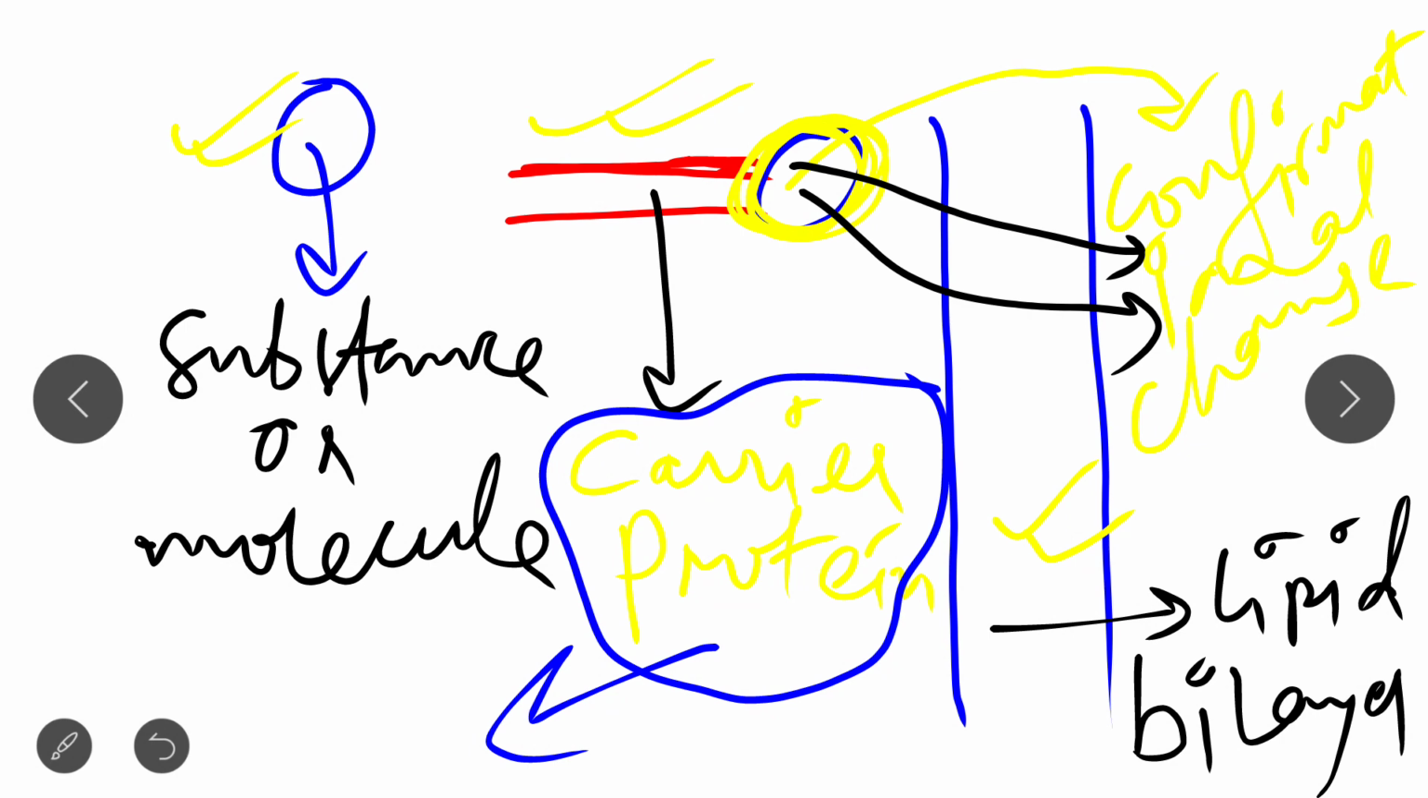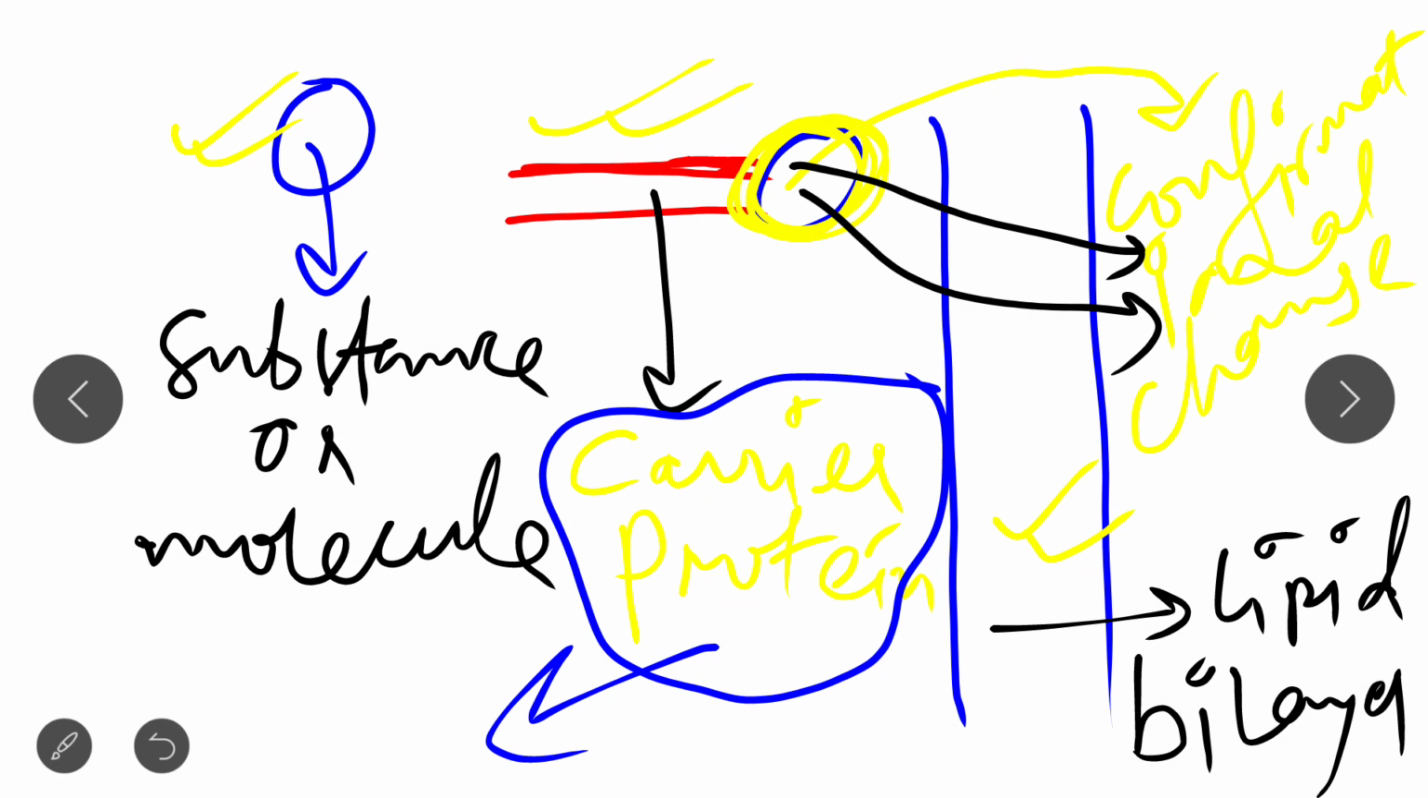So this is the concept of carrier mediated protein, or you can say this is the concept of permeases protein. Carrier mediated protein is also known as permeases protein. Clear? Because of such a process, it first binds to that molecule, then it makes a conformational change to that molecule, and then it is allowed to pass through the lipid bilayer. So such a long process is there.